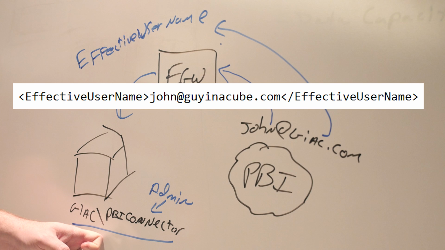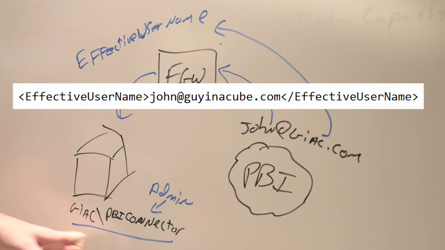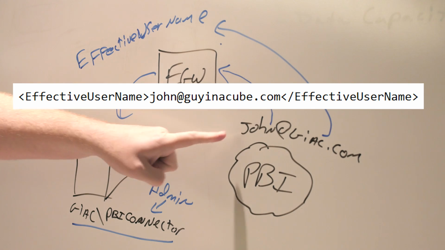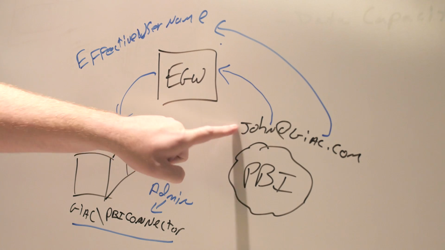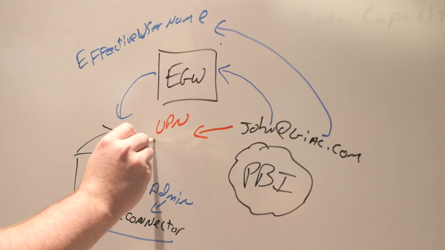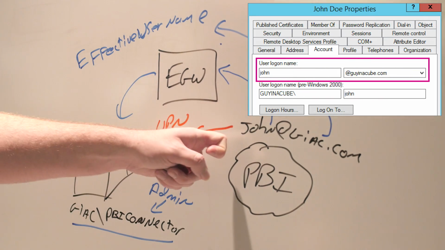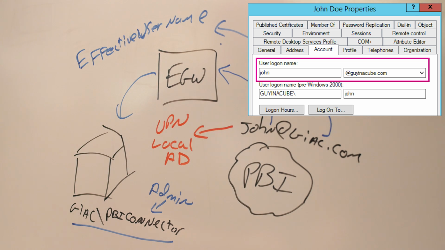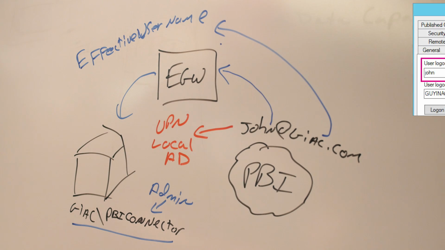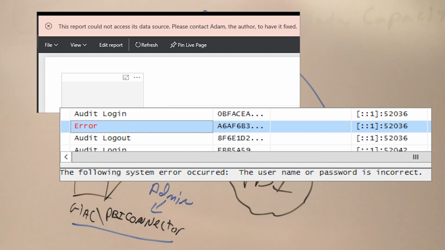First, this has to be a server admin, because in order to use EffectiveUserName, that account has to be a server admin. And then we impersonate this email address. This email address has to match a UPN within your local Active Directory. So this has to be a UPN for an actual account in Active Directory. If it's not, you will not connect successfully to Analysis Services.